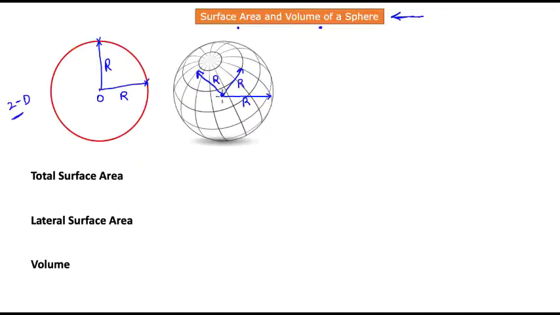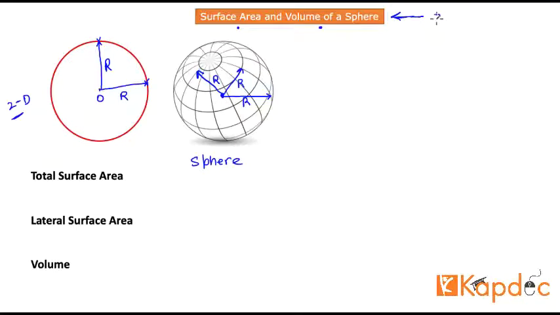And the unique property of a sphere is that, just like a circle, it has only a curved surface in three dimensions around that point. It has no sides, no vertices, no edges. So this is what is known as a sphere, okay?